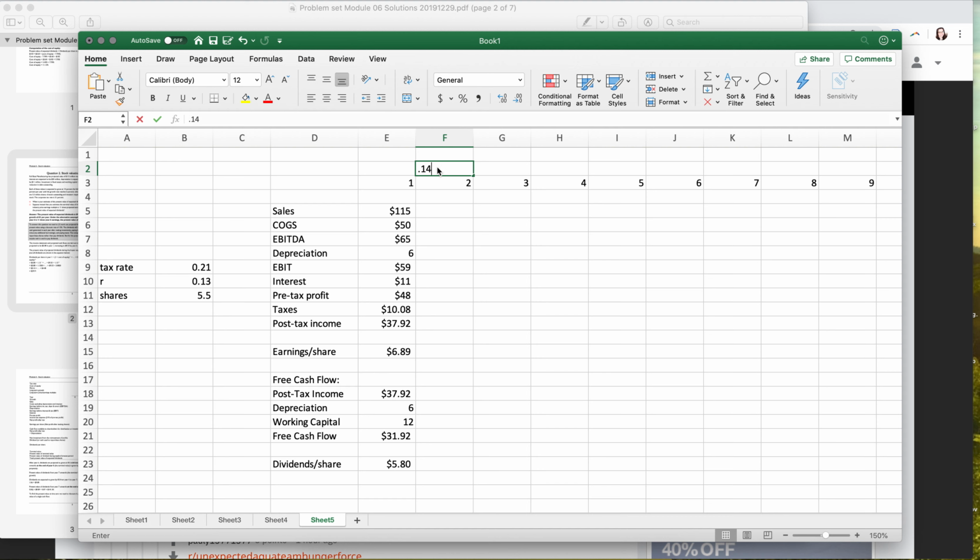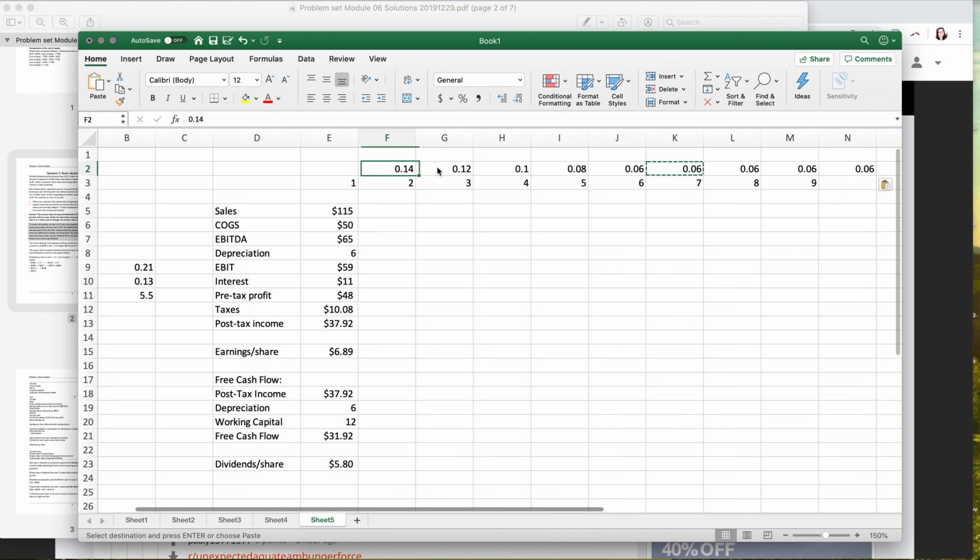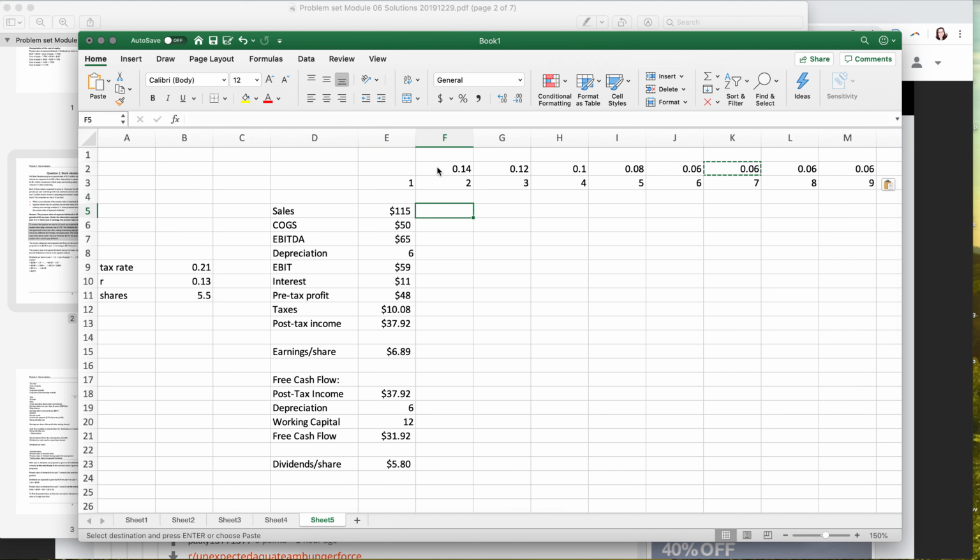All right, so now we have a growth rate of 14%, and it decreases by 2% per year until we get to 6%, at which point it stays constant forever. So the easiest way to do this is to take every cell that you had originally, lock the row, and then copy and paste the formulas over.